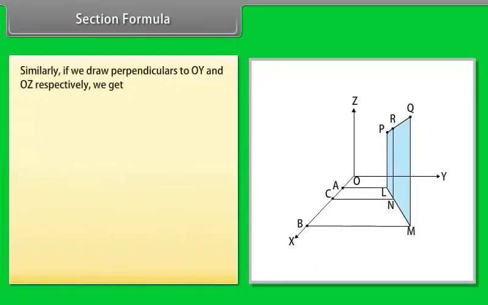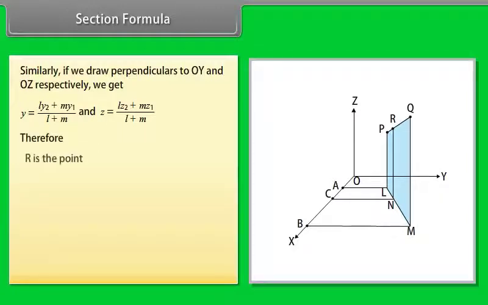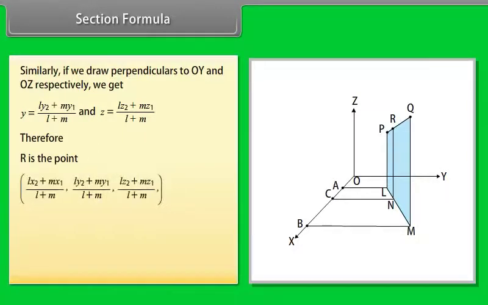Similarly, if we draw perpendiculars to OY and OZ respectively, we get y = (l y2 + m y1)/(l + m) and z = (l z2 + m z1)/(l + m). Therefore, R is the point ((l x2 + m x1)/(l + m), (l y2 + m y1)/(l + m), (l z2 + m z1)/(l + m)).